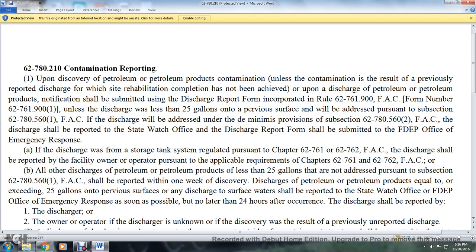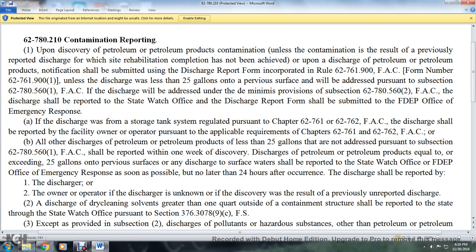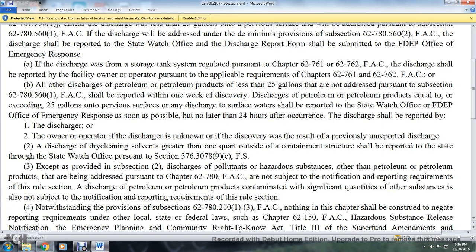The discharge shall be reported by the owner or operator of the discharge, or the owner of the discovery site, or the previous owner who reported the discharge. The discharge of dry cleaning solvent greater than 1 quart outside of the containment structure shall be reported to the State Watch Office pursuant to section 376.30789C Florida Statutes, except as provided in subsection C.